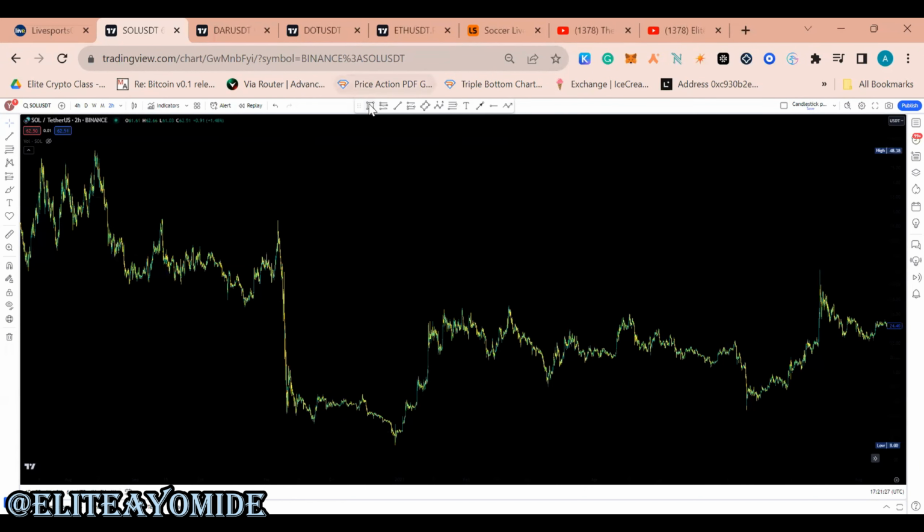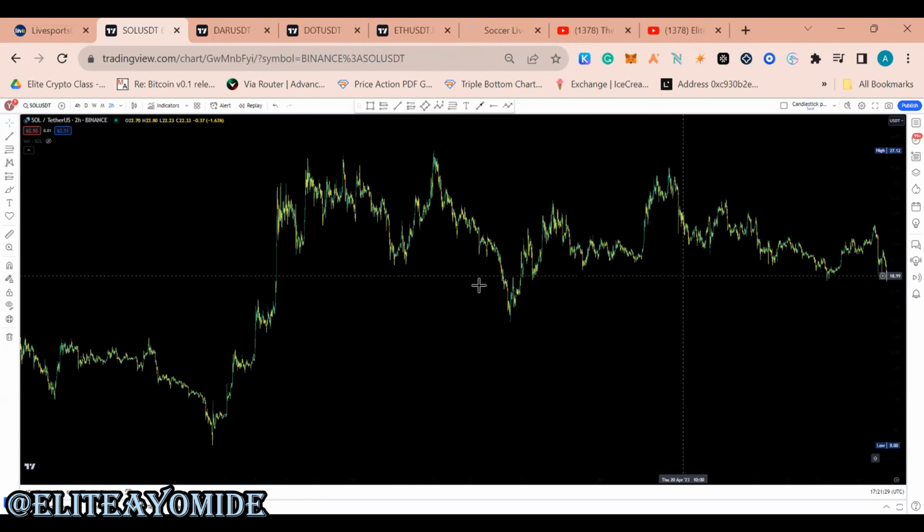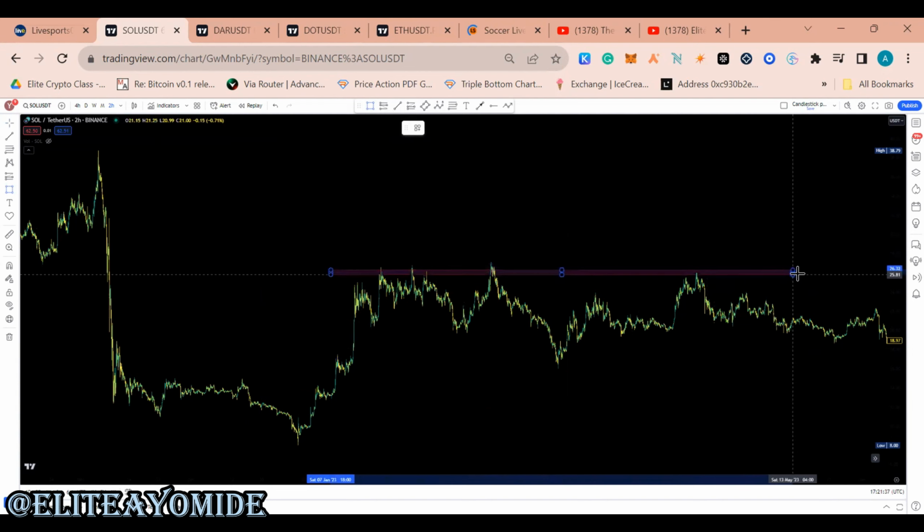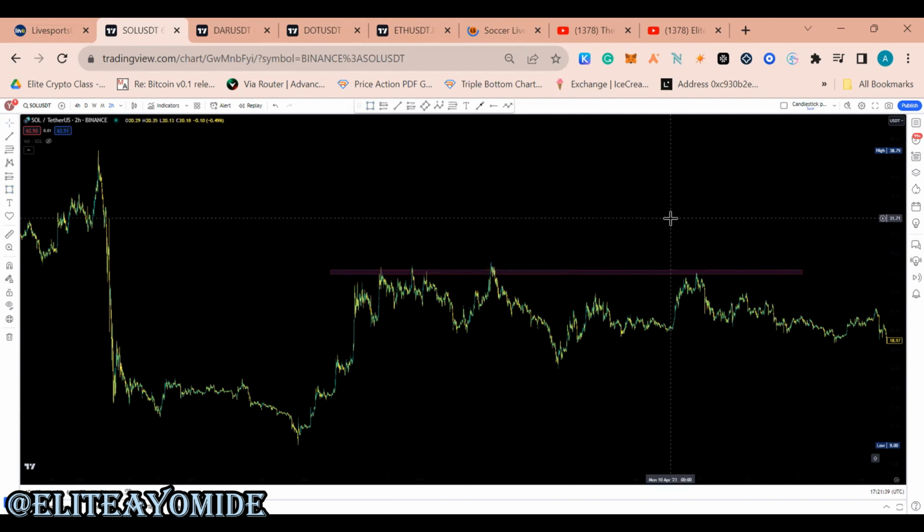Now here, let's get started. By zooming in, at this region you can see that there is obviously a resistance here. You can see that there is obviously a resistance here. How? Because the market keeps on rejecting. Now to draw support and resistance like a pro, you want to make sure that you add at least 2 to 3 touches. Your line must touch the market at least 2 to 3 times.